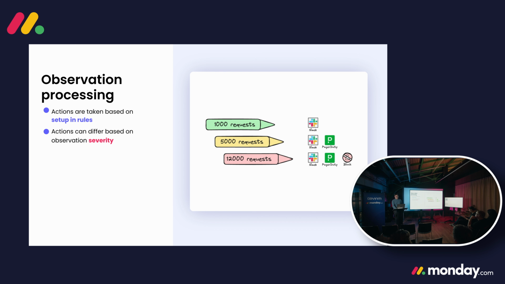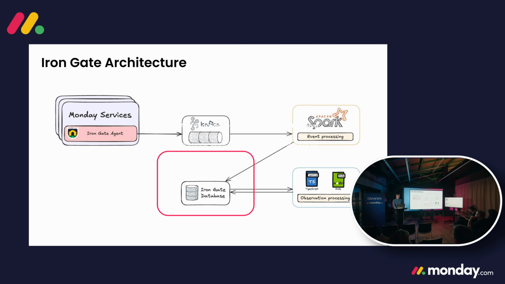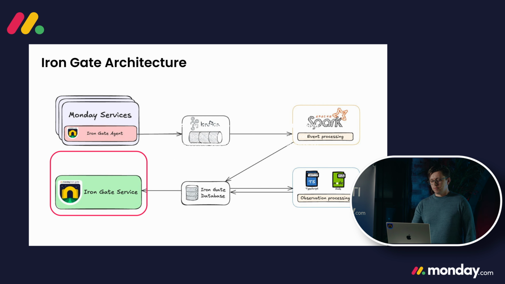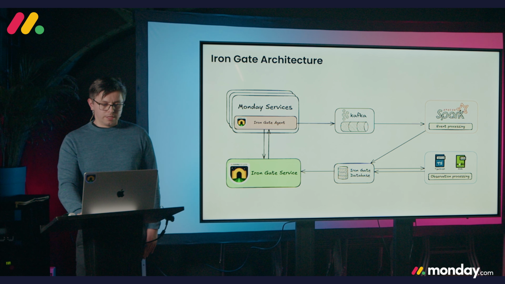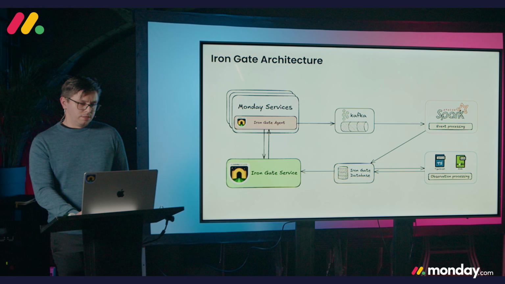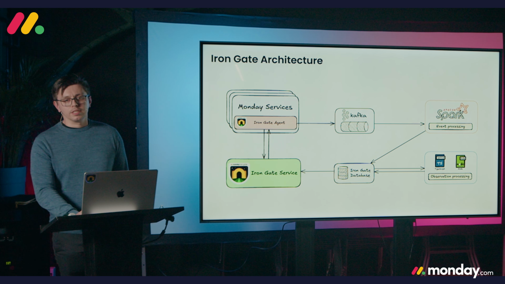So after the observation was processed, and we decided that some logs should be created, we'll store that information in the database. After it was created in the database, it can then be read by something we call the IronGate service, which is like a back office for all those integrated services using the IronGate agent. So they can fetch the data from that microservice and start blocking the users, blocking the traffic, based on what was specified in the rules and how the blocks were defined.